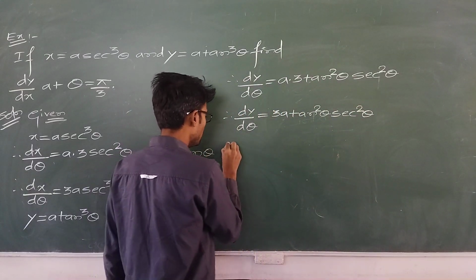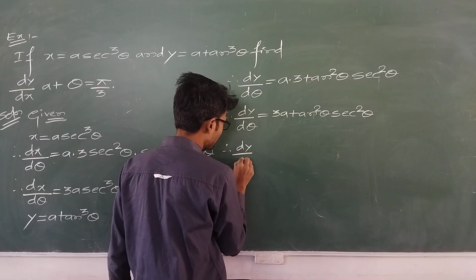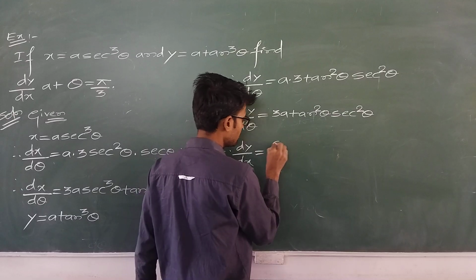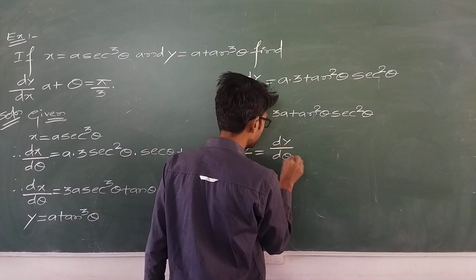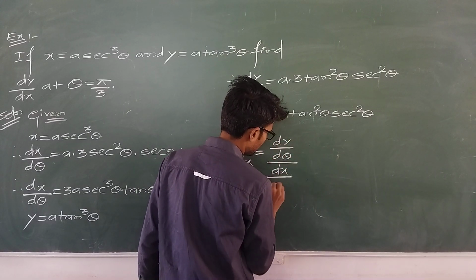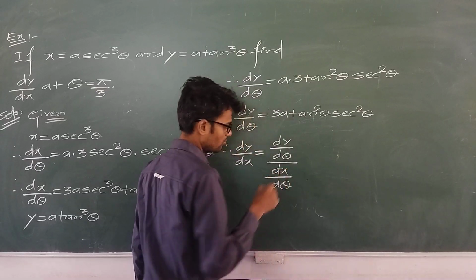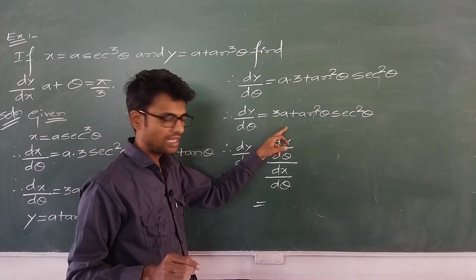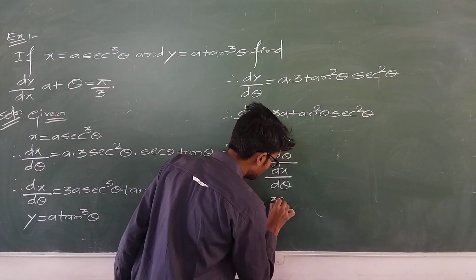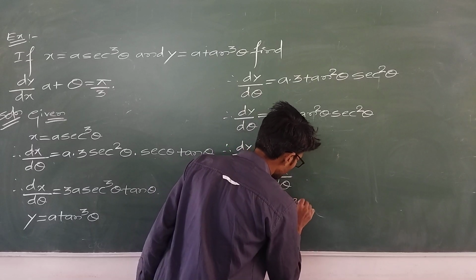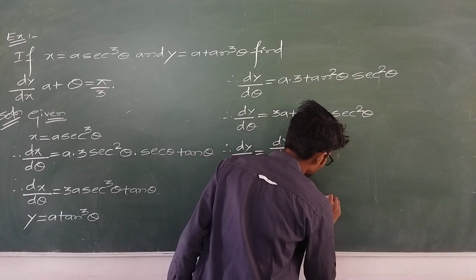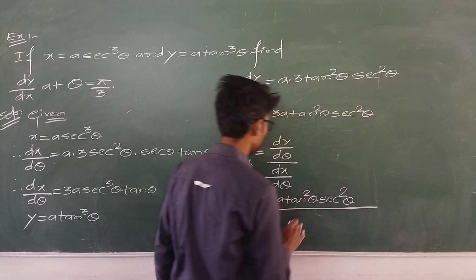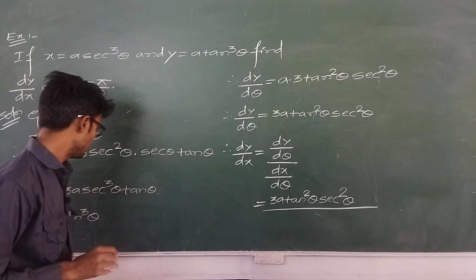So therefore I will write dy by dx is equal to dy by d theta divided by dx by d theta. It is the formula. Alright. So dy by d theta we already have. This is the value of dy by d theta. So dy by d theta is 3a into tan square theta into sec square theta divided by dx by d theta.